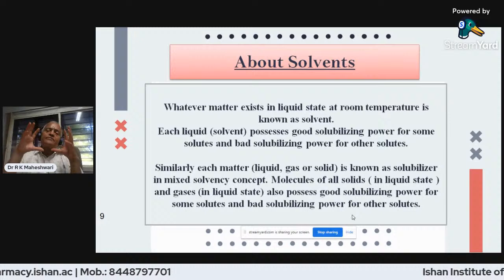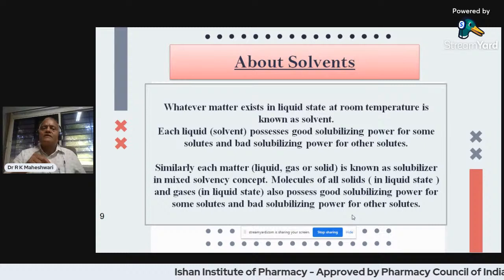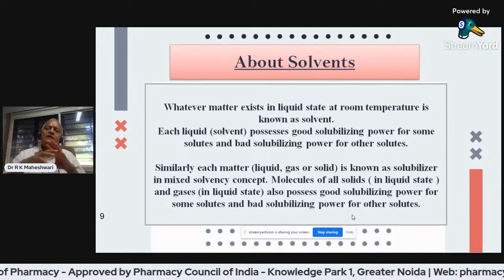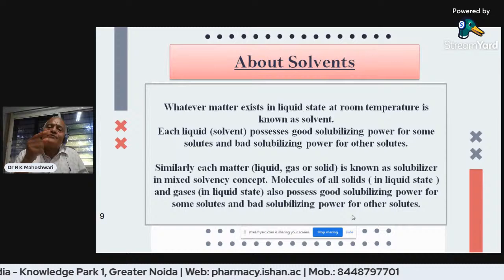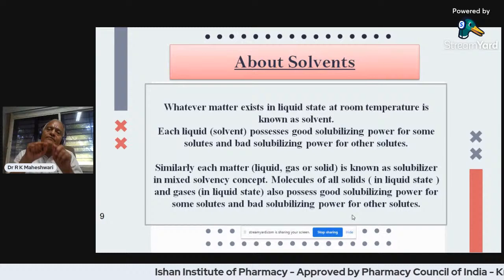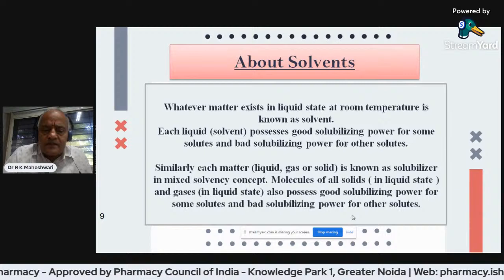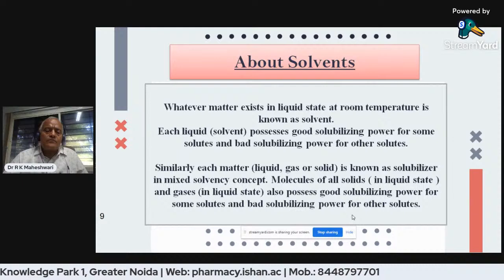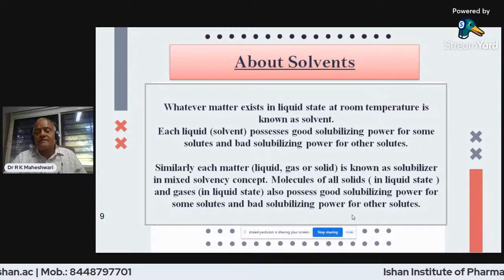at room temperature are known as solvents. In this particular theory, all molecules are known as solubilizers, whether they are gas, solid, or liquid. All are solubilizers. But whatever solubilizer you take, that solubilizer possesses good solubilizing power for some solutes and bad solubilizing power for other solutes. Just like a solvent, the same statement applies to each and every solubilizer as per the mixed solvency concept. Molecules of all solids in liquid state, and molecules of all gases in liquid state, also possess good solubilizing power for some solutes and bad solubilizing power for other solutes.